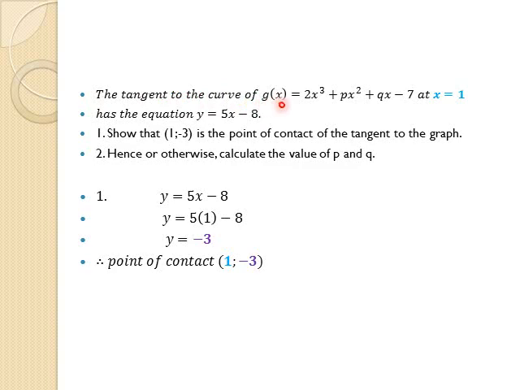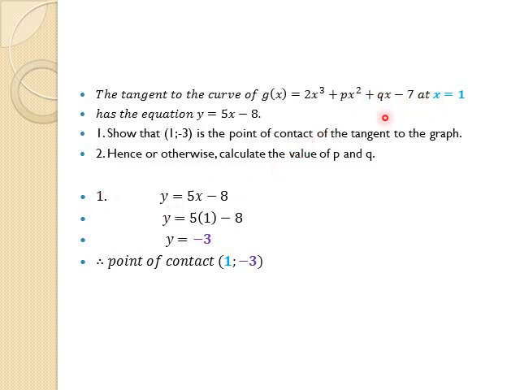Tangent to the curve of g of x equals 2x cubed plus px squared plus qx minus 7. So there they gave x cubed. We're dealing with the equation of a cubic function, with the tangent at x equals 1 having the equation y equals 5x minus 8. Number 1, show that (1, negative 3) is the point of contact of the tangent to the graph, and then hence or otherwise calculate the values of p and q.